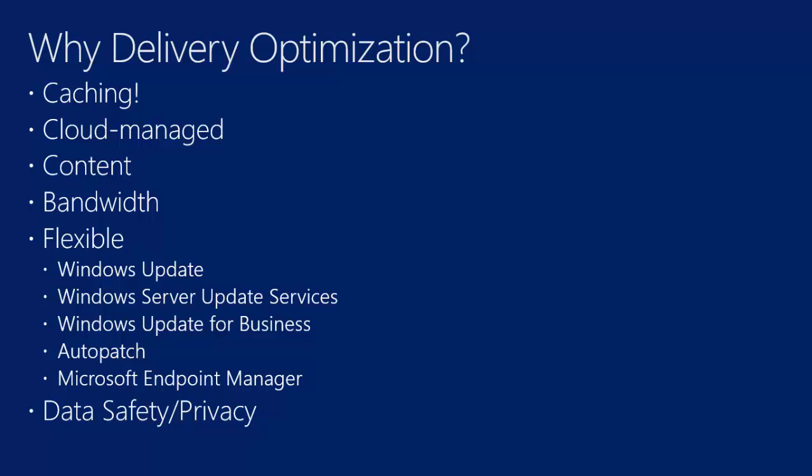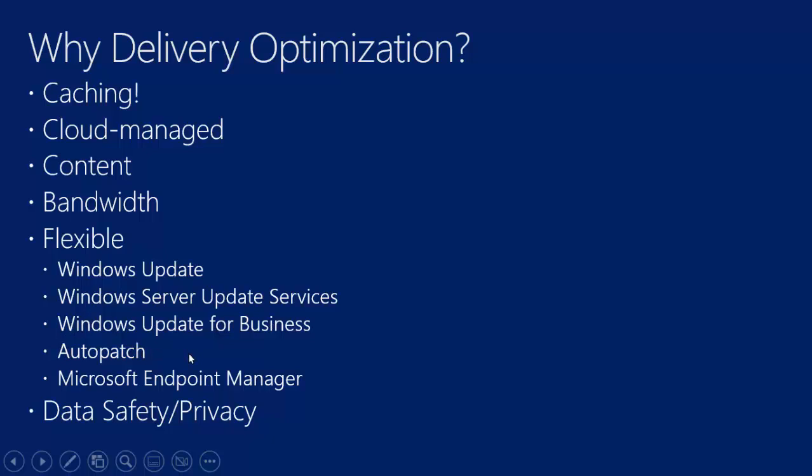You'll see some of this again, right? Content. So we talked about the content already and how important it is, and we'll see the content types that we can support in another slide coming up. So bandwidth, right? Again, the reason people think about delivery optimization typically is for the bandwidth savings that is provided whenever you do those peer-to-peer downloads. Very, very flexible, right? So we can work with just in terms of updates. We can do Windows Update, Windows Server Update Services, Windows Update for Business, AutoPatch can use it.